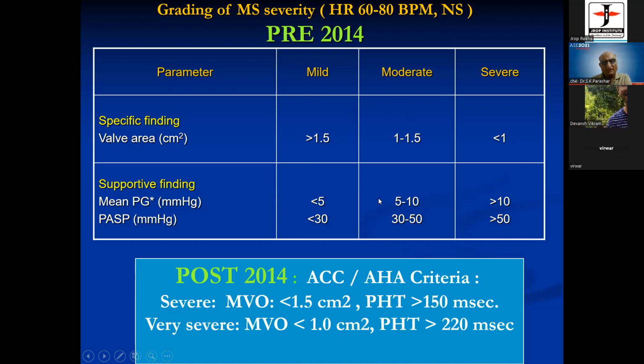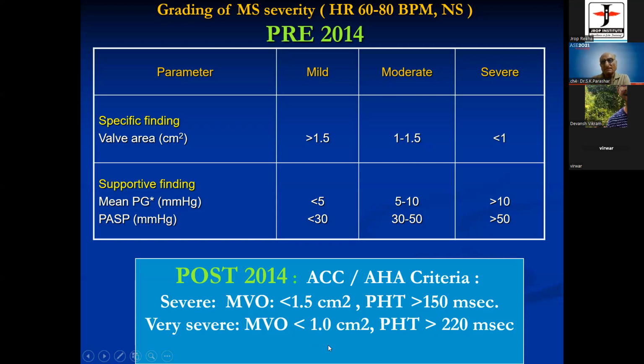So in 2014, there was an ACC AHA criteria. They redefined it, and they found that when the mitral valve area is less than 1.5 centimeters square with a pressure half-time of more than 150, it indicates severe. So that means according to them, this becomes a severe one, not a moderate. And very severe is when it is less than 1. So what I said, 220 divided by 220 is 1.